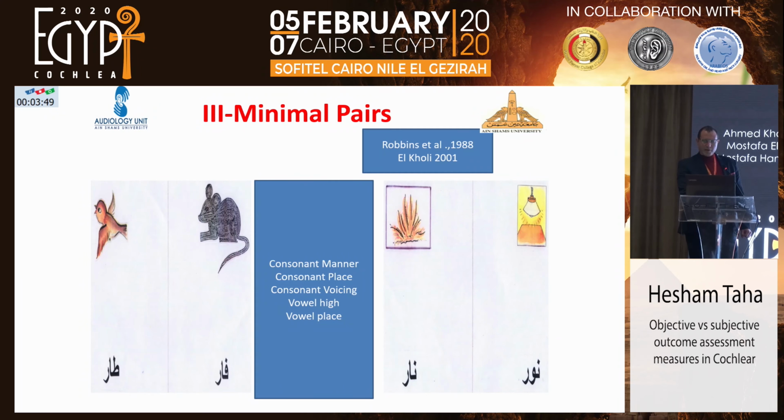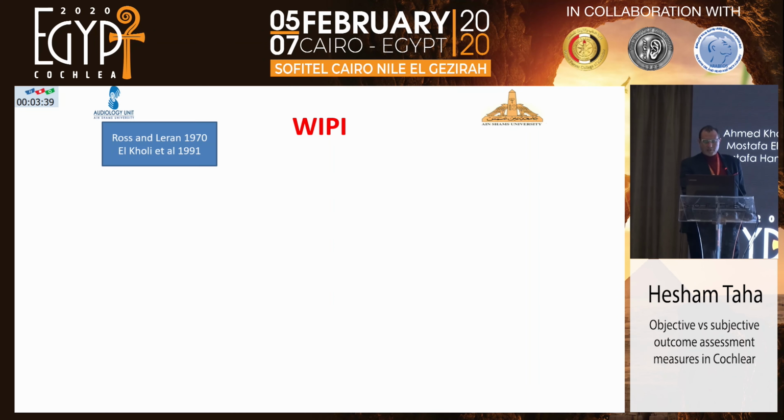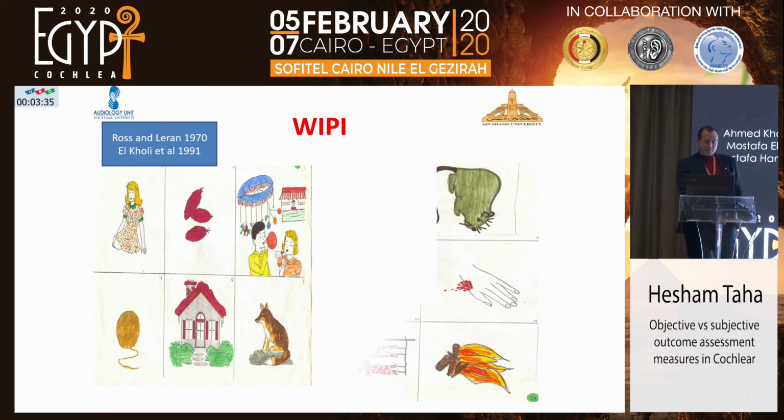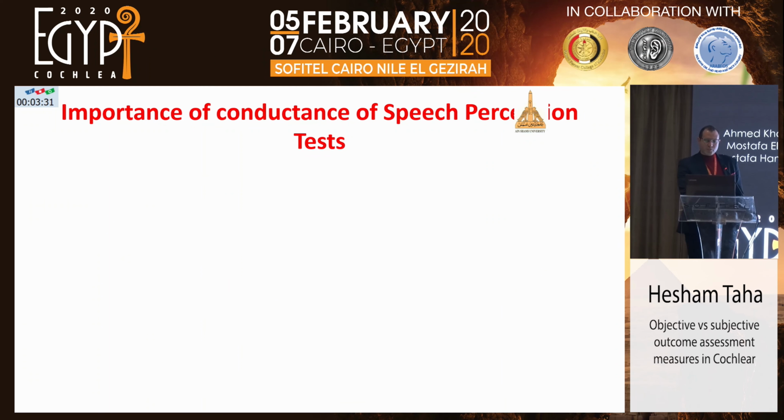This is the minimal pairs. There is choice between two words, either constant manner and constant place, and voicing and vowel height and vowel place. And this is the characteristic 6 plates of the WIPI test. This is the most commonly used speech perception tests.